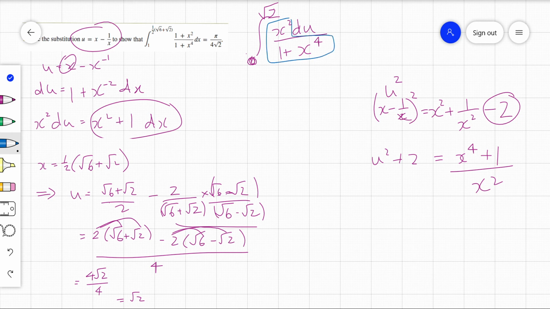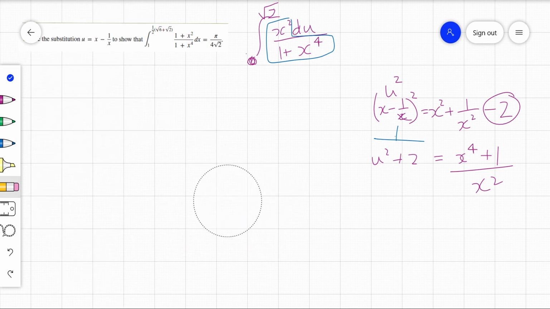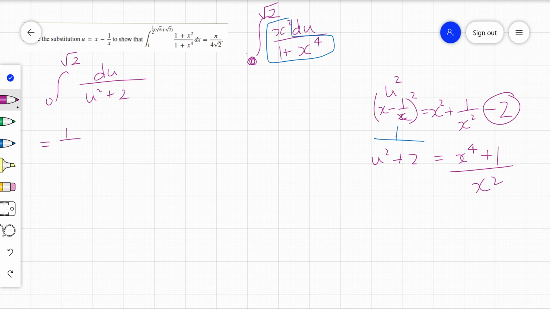So if I reciprocate, I'm going to get 1 on u squared plus 2 in my integral. Alright, so here we go. Now we've got it set up. It's supposed to make the integral easier, of course. So we're going from 0 to root 2. Now we've got du over u squared plus 2. Now, hopefully you recognize that as an inverse tan. So remember, inverse tan has the 1 on the a part, whatever.